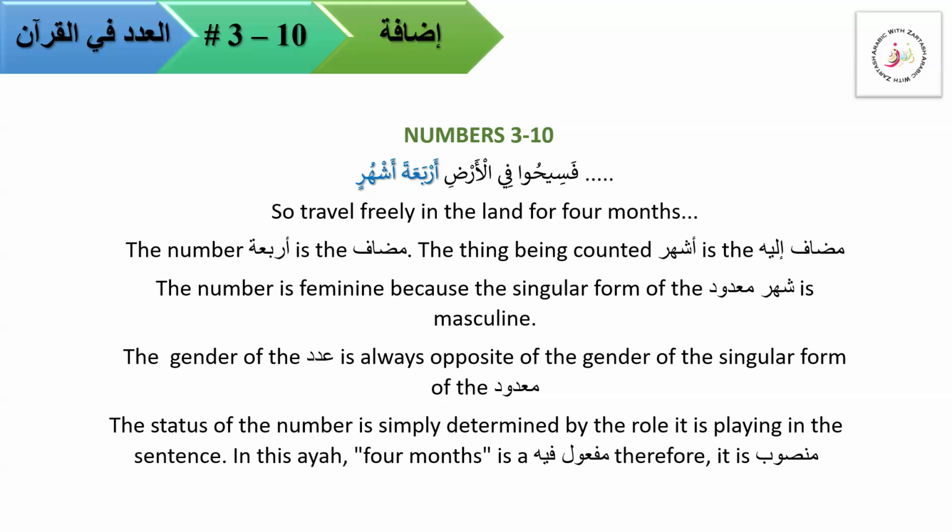So now here, let's see the status of the number. The status of the number is simply determined by the role it is playing in the sentence, and in this ayah, 4 months is maful fihi again, and that is why it's mansoob, arba'ata.